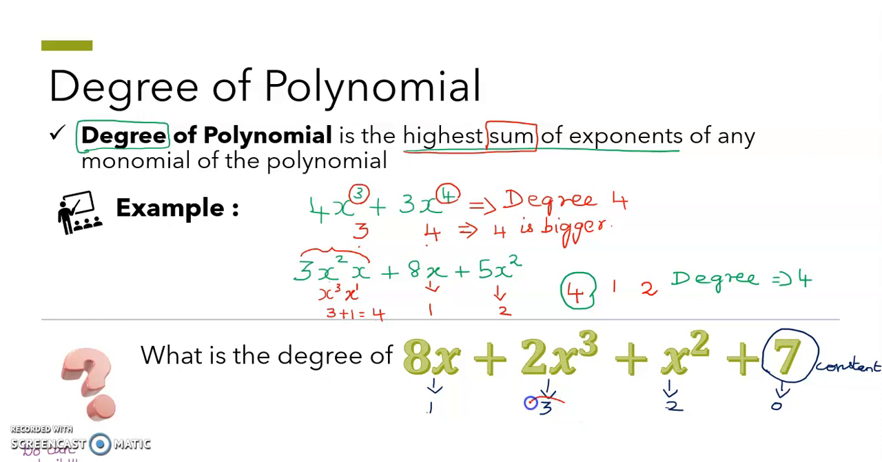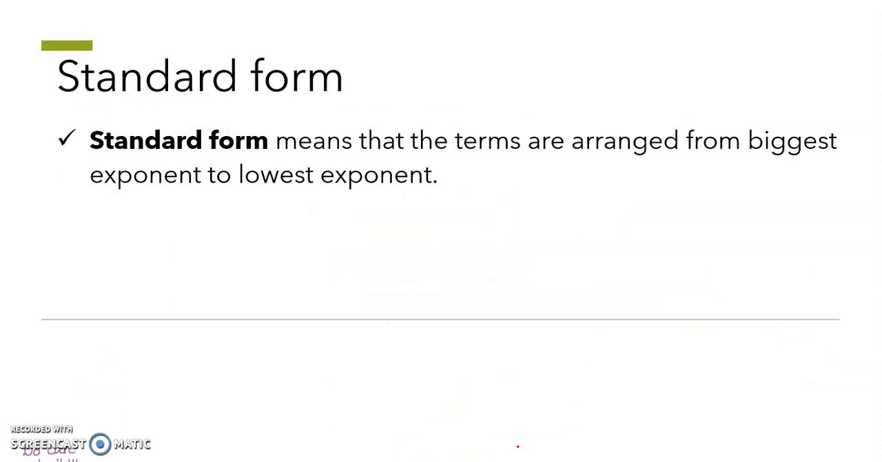3 is bigger. So the degree of this polynomial is 3. So I hope the degree of a polynomial is clear for you with these 3 examples. Now let us have 2 examples on adding and subtracting polynomials.